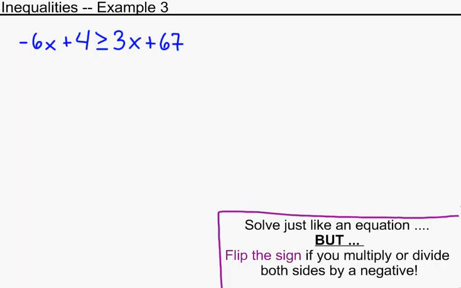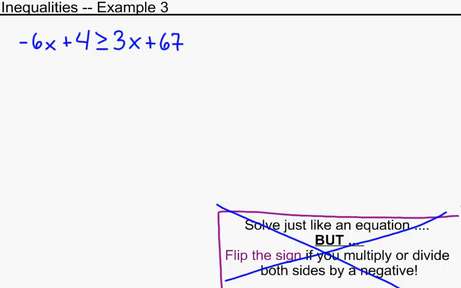In this example, I'm presented with an inequality that has variables on both sides. In this case, if I plan ahead and I'm smart about my steps, I'm going to totally eliminate this idea of dividing by a negative from my problem, and I don't have to worry about flipping signs. So let's see how I do that.